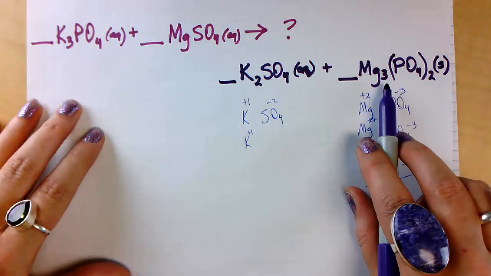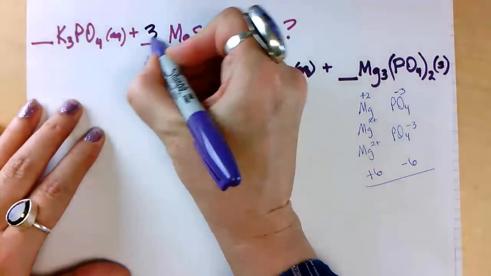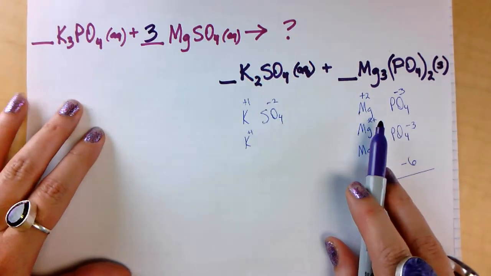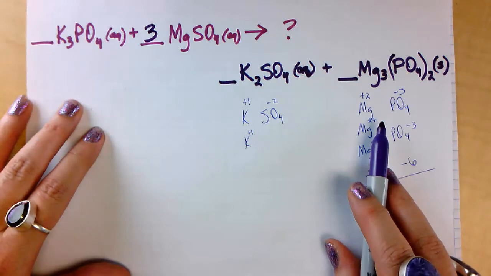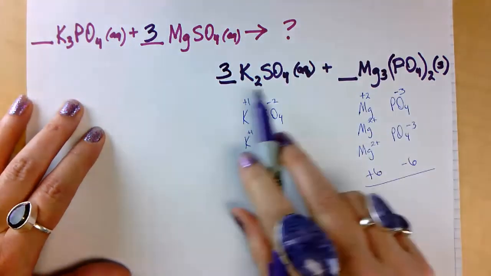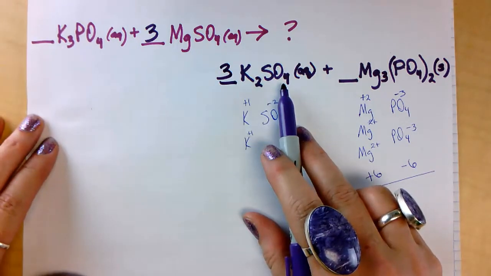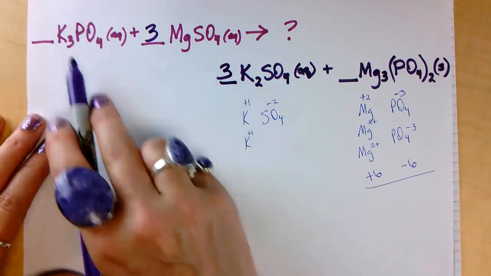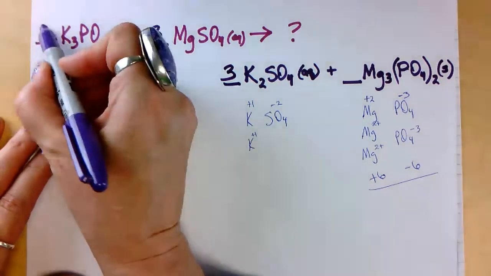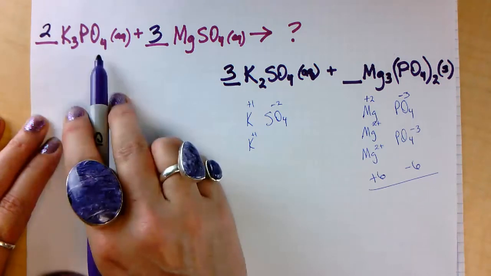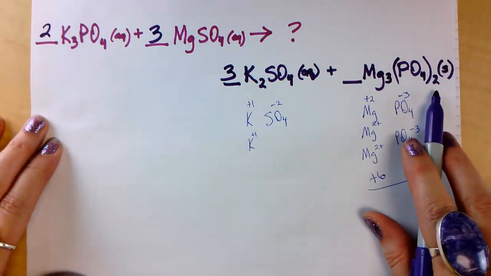Notice we have 3 Mg's here, so let's put a 3 in front. That balances our Mg's. That gives us 3 SO4s. So we need to put a 3 in front. That gives us 3 SO4s on both sides. Now that gives us 3 times 2 is 6 Ks. We already have 3 Ks, so a 2 in front will give us 6 Ks. That gives us 2 PO4s, which, wow, we have on the other side.